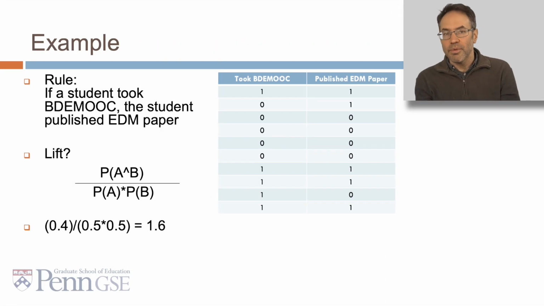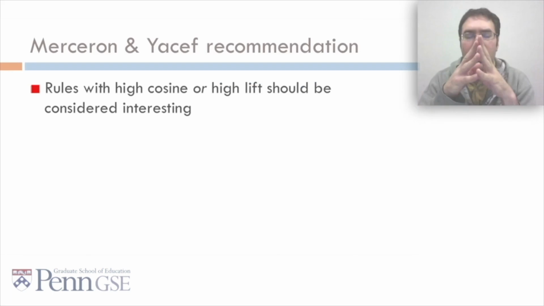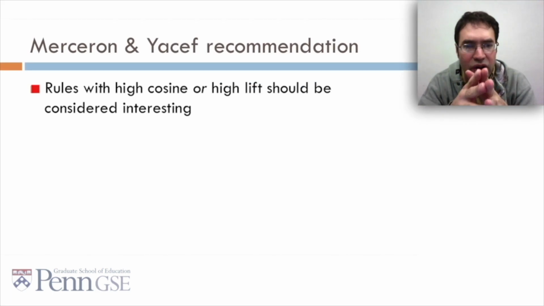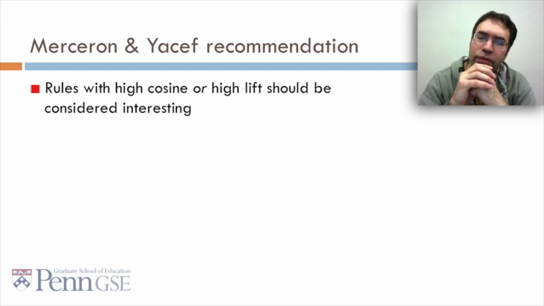So let's look at an example of lift. Again, same rule. If a student took BDE1x, then they publish an EDM paper. And lift, again, is the probability of A and B over the probability of A times the probability of B. So 0.4, 4 out of 10 cases, divided by 0.5 times 0.5, 1.6. So their recommendation is that rules with high cosine or high lift should be considered interesting. And I've actually in my group had some results that seem to indicate that that's a pretty good rule of thumb. Works pretty well.